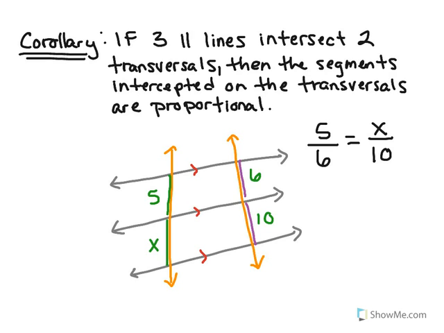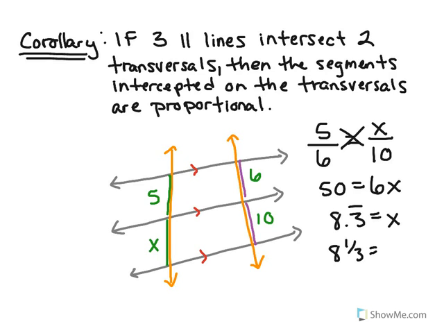So this is really nice and useful, makes this solving very easily. So 5 times 10 is 50, and 6 times x is 6x. And when you divide the two, we're going to get 8.3 repeating. Or you could say 8 and 1/3. So either one of those is fine. So that's going to conclude this tutorial.